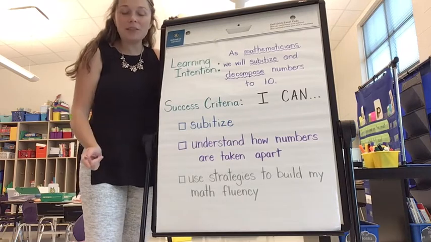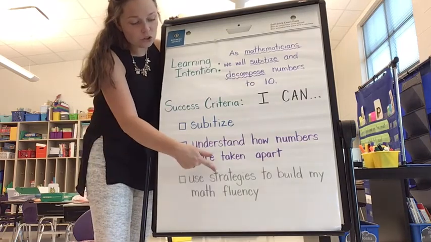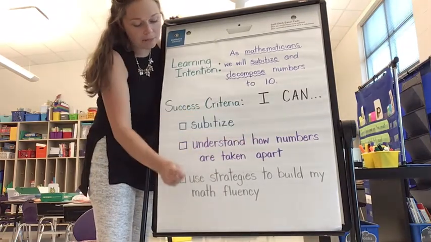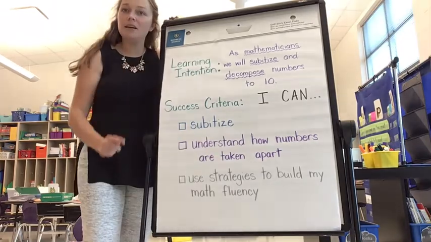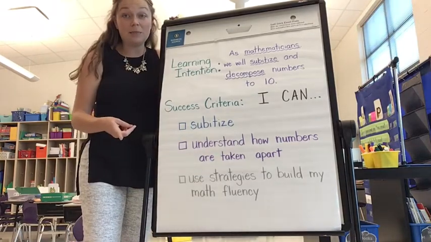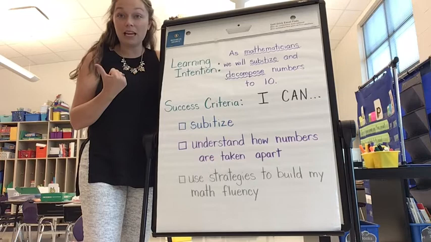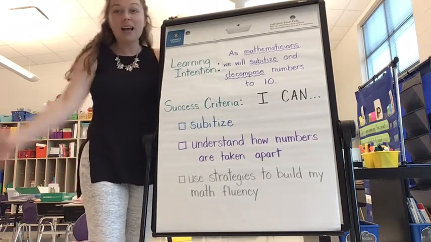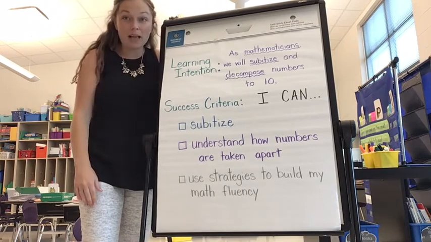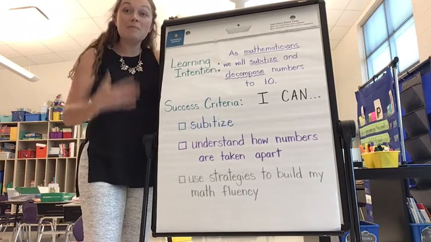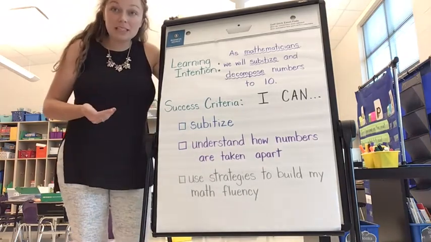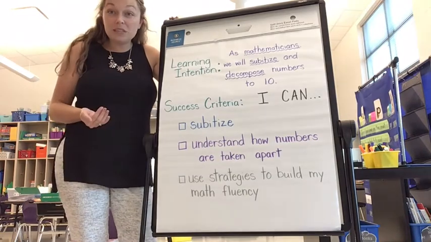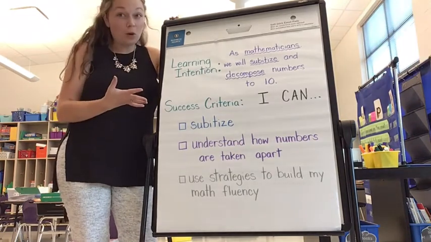And then the gray one down the bottom says, use strategies to build my math fluency. Now, fluency is something that we already talked about in Letterland with Red Robot's reading race. We talked about him as a rusty robot, and we talked about him as a racing robot. There's also fluency in math. When you become fluent in something, you become comfortable using it and going quicker with it.